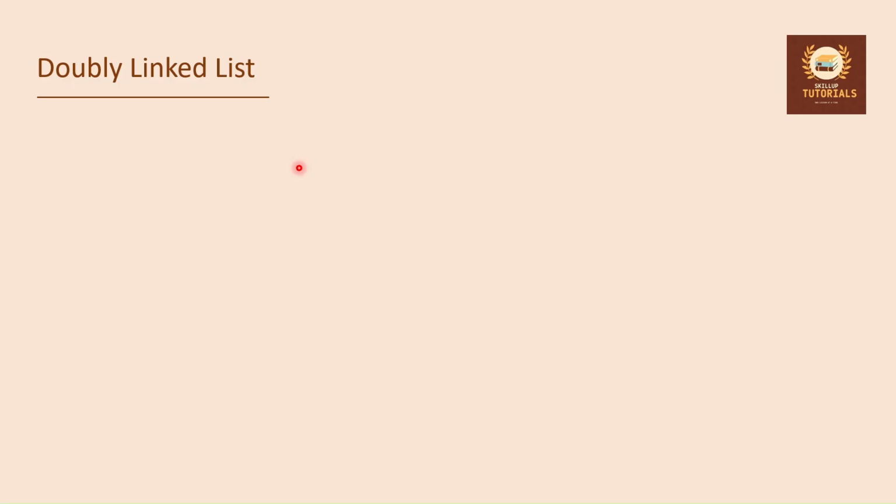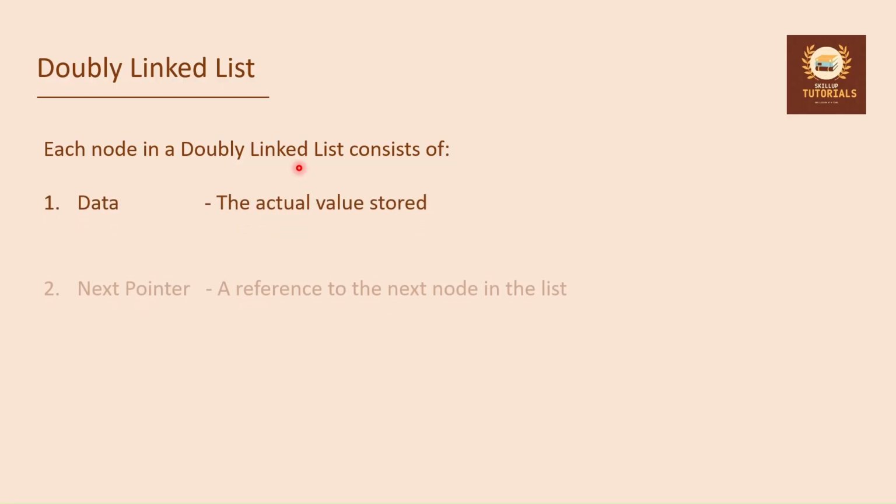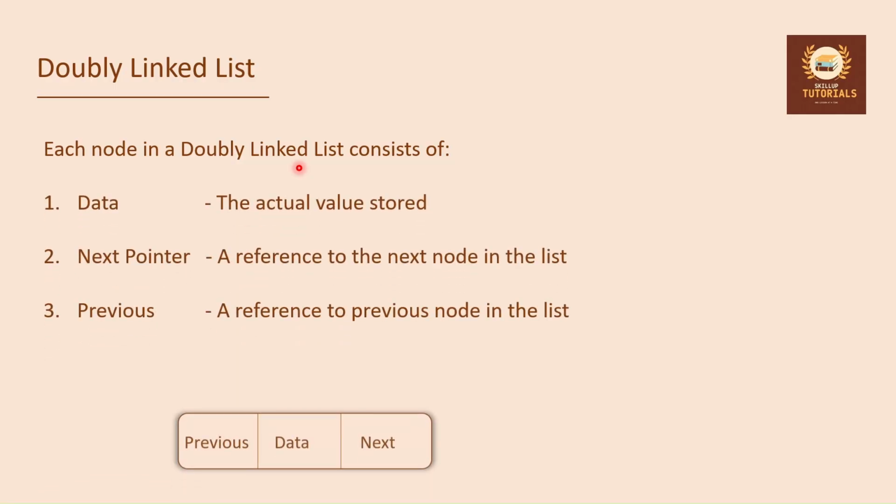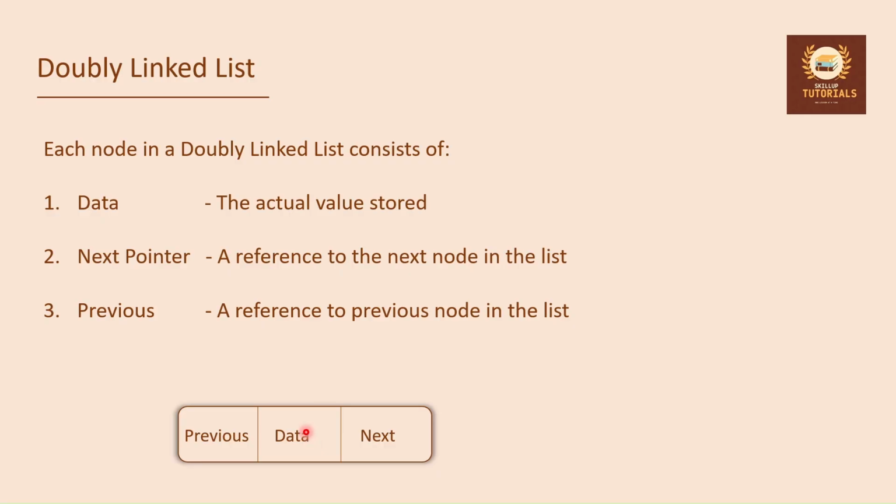Firstly, let's see the structure of the doubly linked list node. In doubly linked list node, the data will be at middle and the next pointer will connect to the next node and the previous pointer will connect to the previous node. Now, let's start the insertion operations.